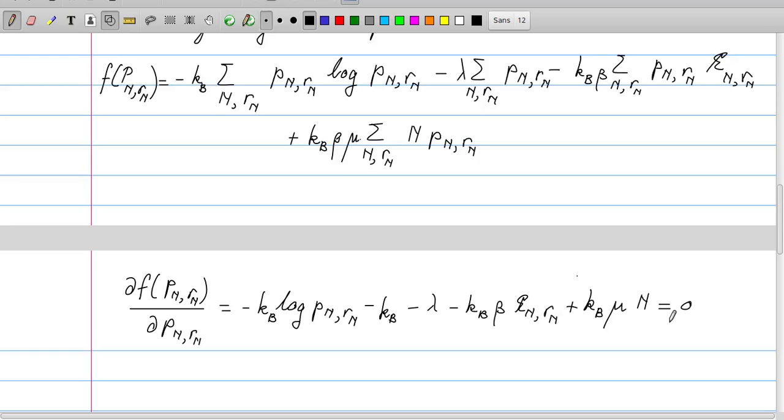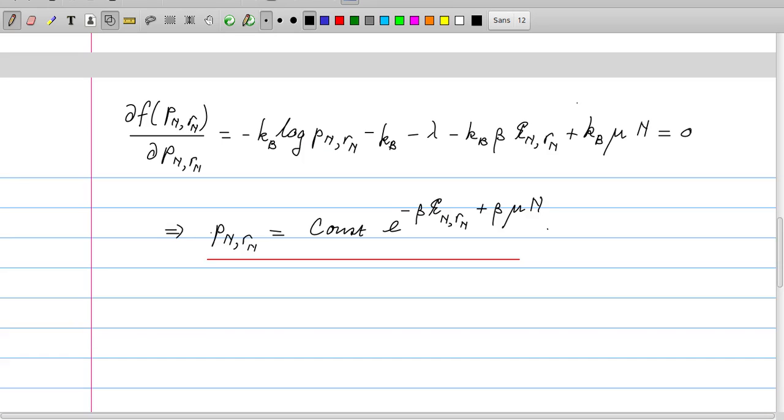And then we have an explicit equation for the Pn, so we know what it is, and the result is P, depending on n and Rn, is a constant times just the Boltzmann factor e to the power minus beta E, and then there is this additional factor which involves the number of particles, e to the power beta mu times n.